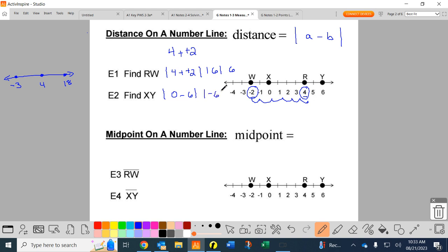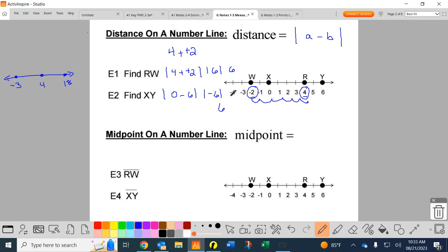Negative 6, and what's the absolute value of negative 6? 6. Those distances are the same even though they ended up inside the bars as different amounts. Positive 6 and negative 6, though, when you look at them as distance, are still 6 steps. So it's going to be the same distance even though it's positive and negative. Once you take the absolute value, it turns them both into 6.